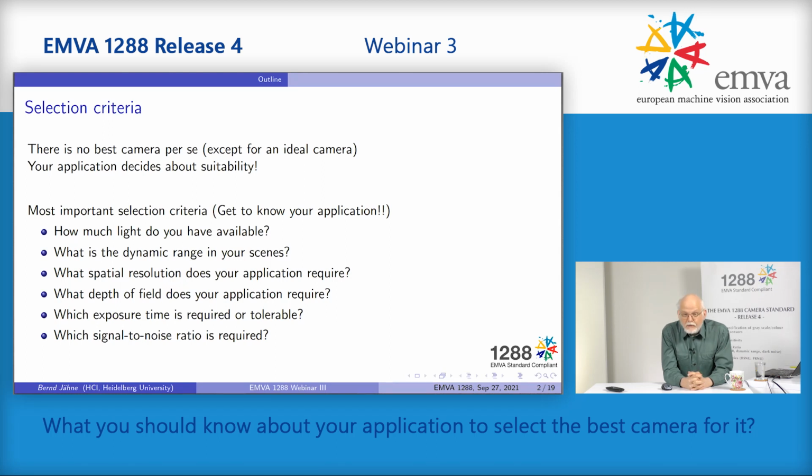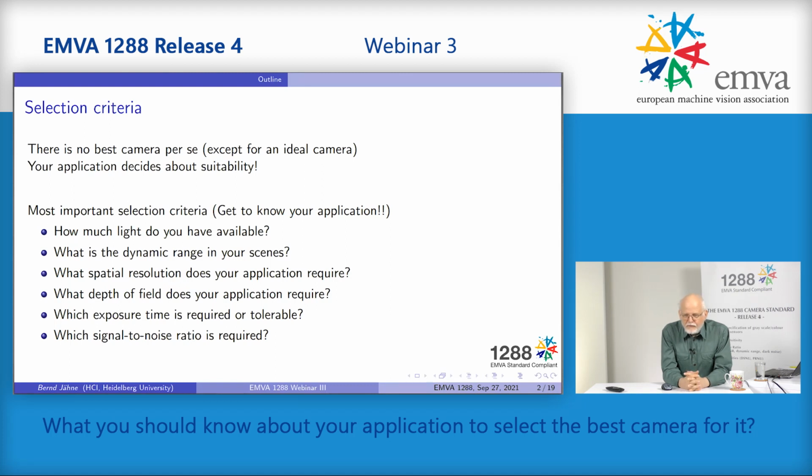And we have learned that this is the signal-to-noise ratio really required by your algorithms. So the type of processing you are doing determines which quality of camera is sufficient. And that is a very good opportunity to save a lot of money. If your algorithm works with quite a low signal-to-noise ratio, why take a lot of effort to get a very good and expensive camera if a simple camera with less quality does the job as well? So this is the kind of question you should really know about your application before you start selecting a camera.